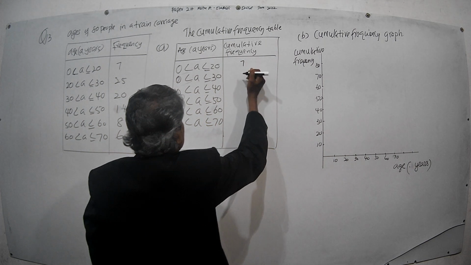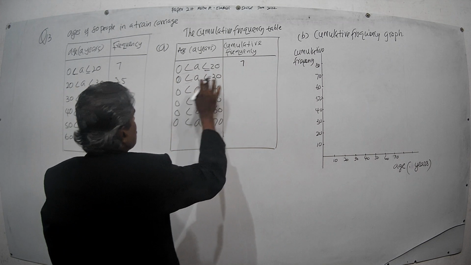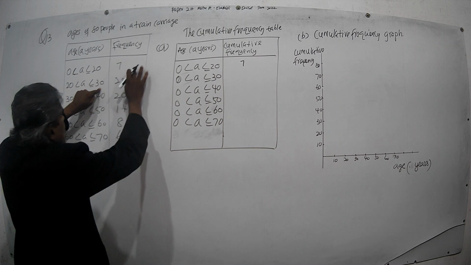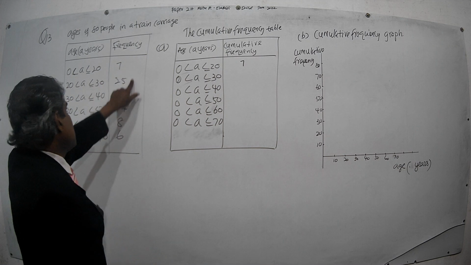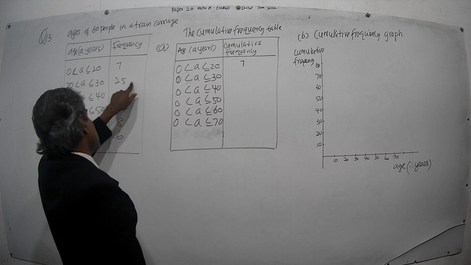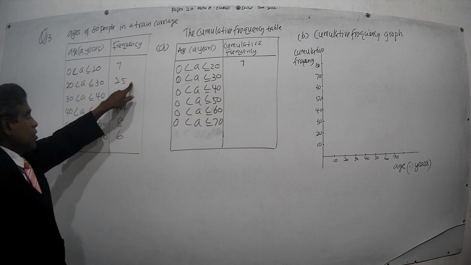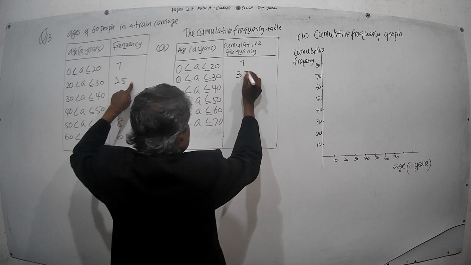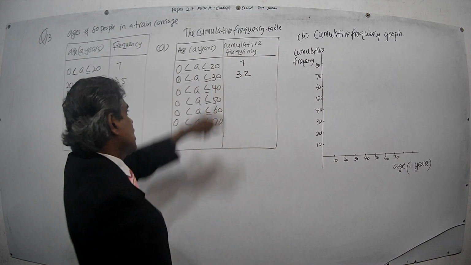Okay. Now they say 0 to 30. 0 to 30 means from here to here. That means both these frequencies. Then you have to add the two frequencies, 7 and 25. 7 plus 25, how much? 32. Then this is 32. This frequency 32 is the frequency of 0 to 30.